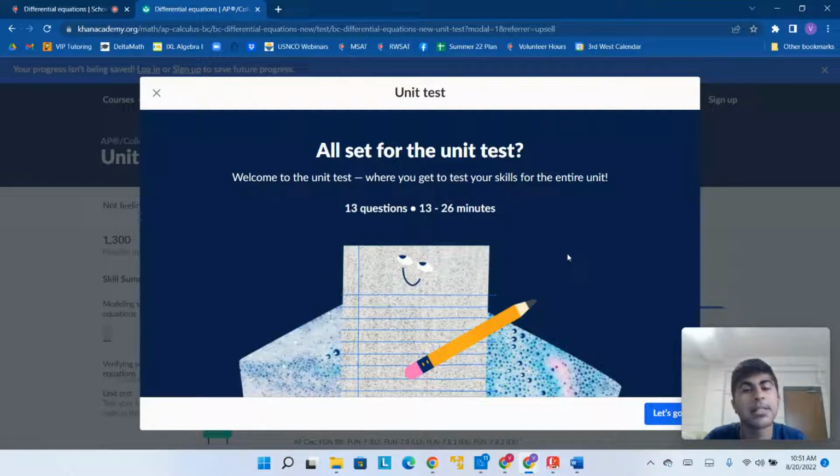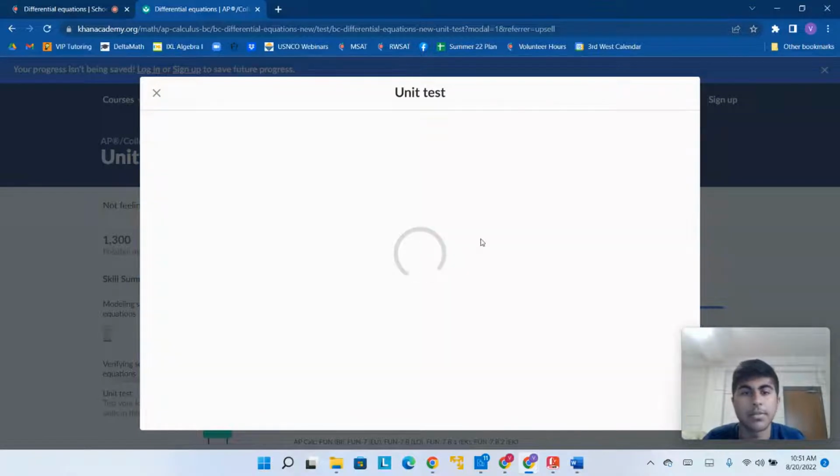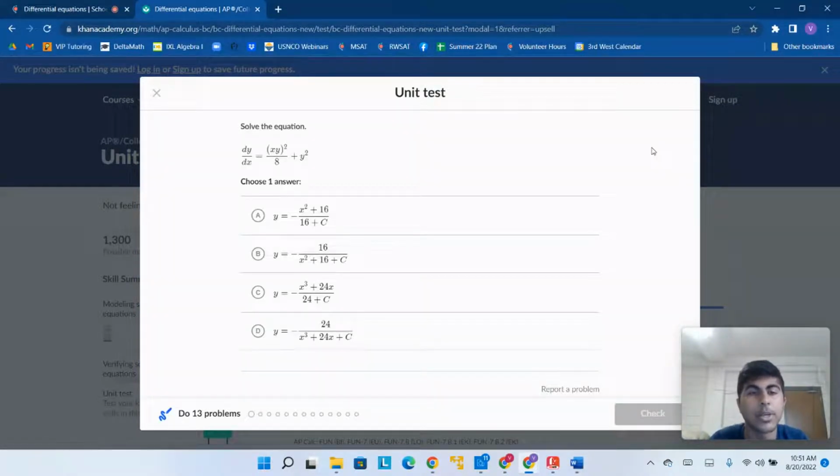And with that, let's get started on our first question. All right, we're going to solve this equation: dy/dx equals xy squared over 8 plus y squared.